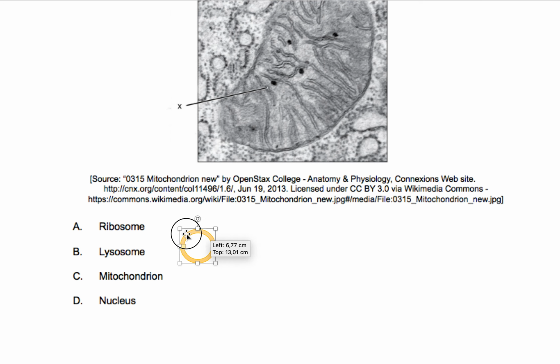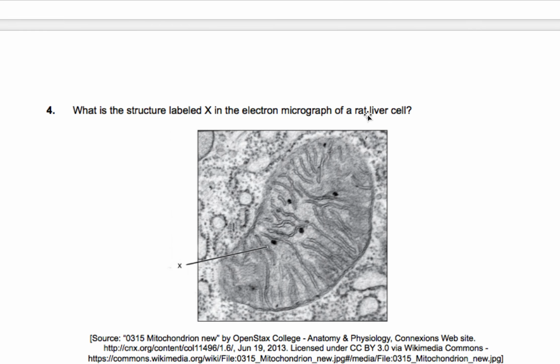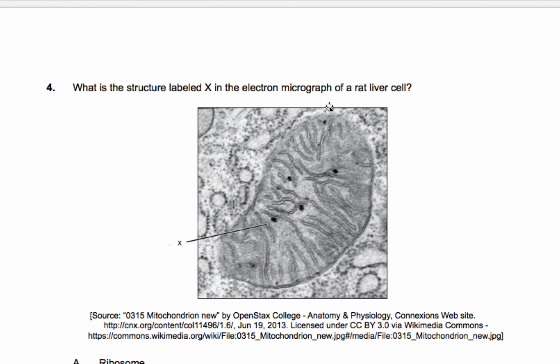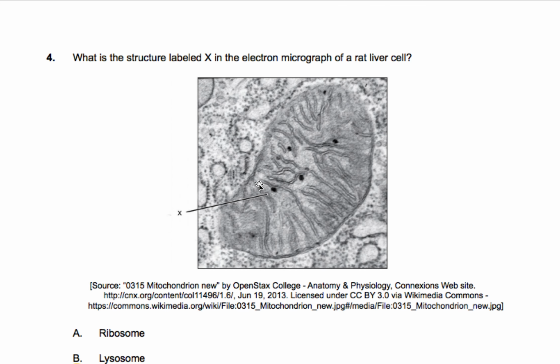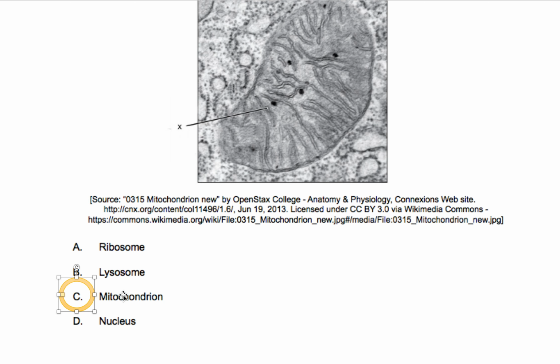And anyways, besides knowing that, you should have known it's a mitochondria because it's a rat liver cell, not a plant cell. So this cannot be a chloroplast, because animal cells do not have chloroplasts, remember? So therefore, it's a mitochondria.